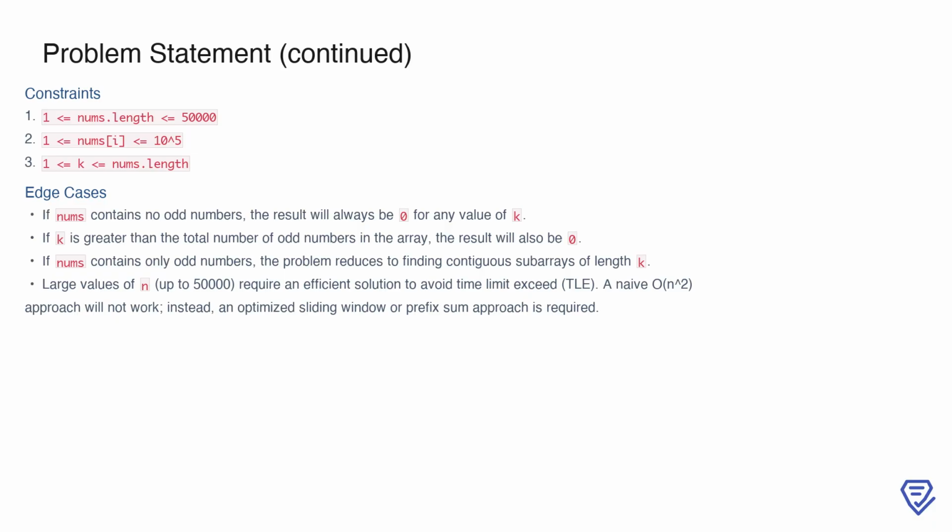Additionally, if the array contains no odd numbers, the result will always be 0 for any value of k. Similarly, if k is greater than the total number of odd numbers in the array, the result is also 0. On the other hand, if the array contains only odd numbers, the problem reduces to finding contiguous subarrays of length k. These considerations are critical for designing an efficient and robust solution.